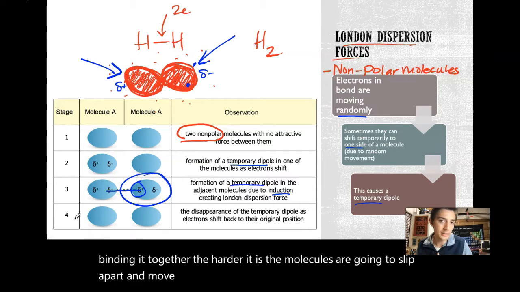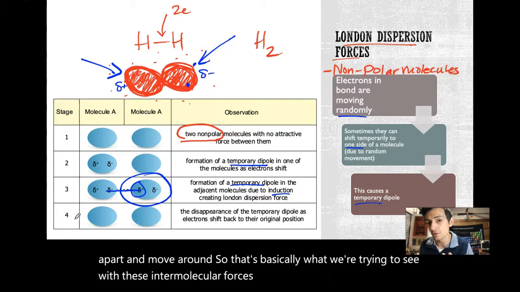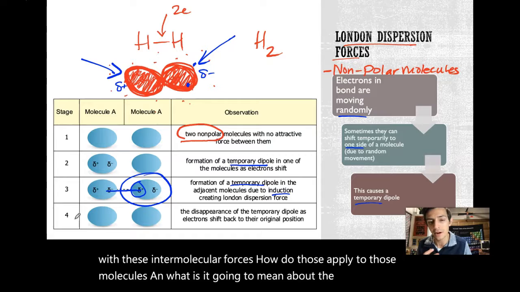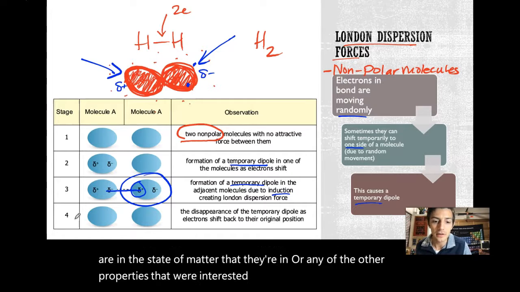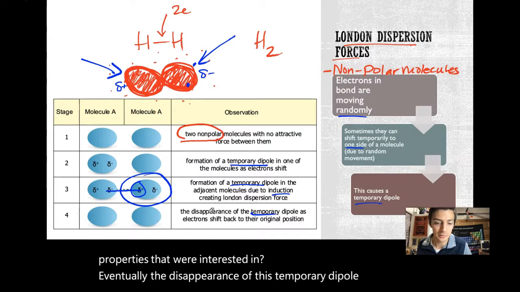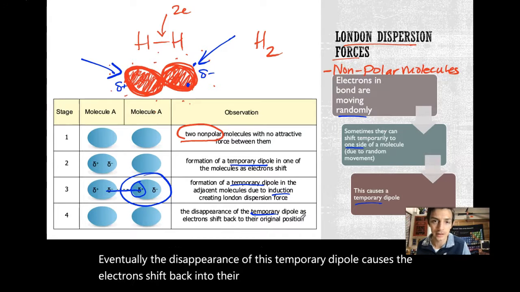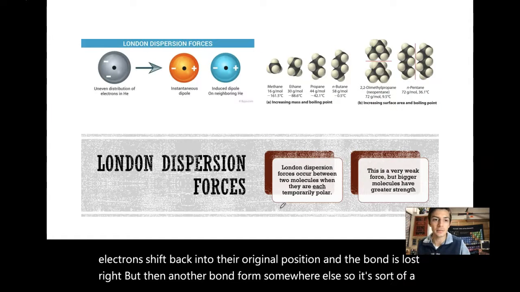So that's basically what we're trying to see with these intermolecular forces: how do those apply to those molecules, and what is it going to mean about the state of matter that they're in, or any of the other properties that we're interested in. Eventually, the disappearance of this temporary dipole causes the electrons to shift back into their original position, and the bond is lost, right? But then another bond forms somewhere else. So it's sort of a random and rapidly shifting process.